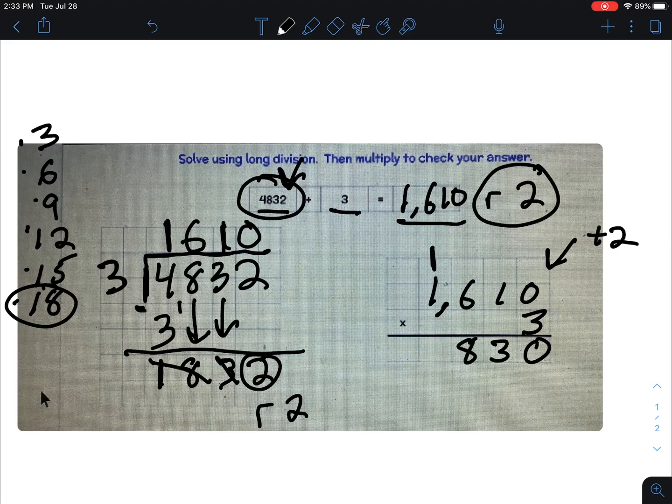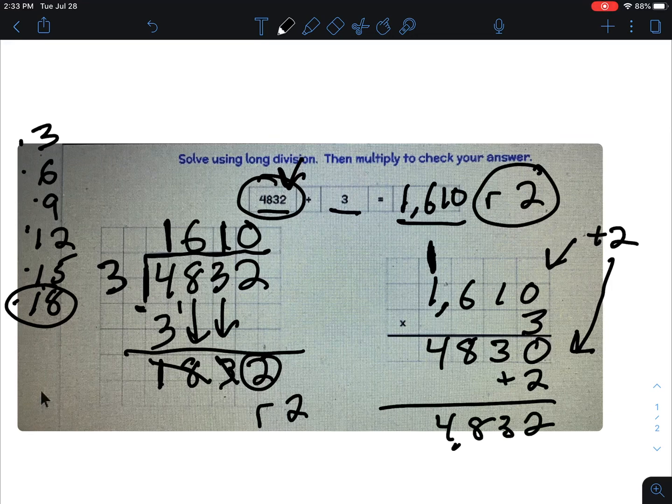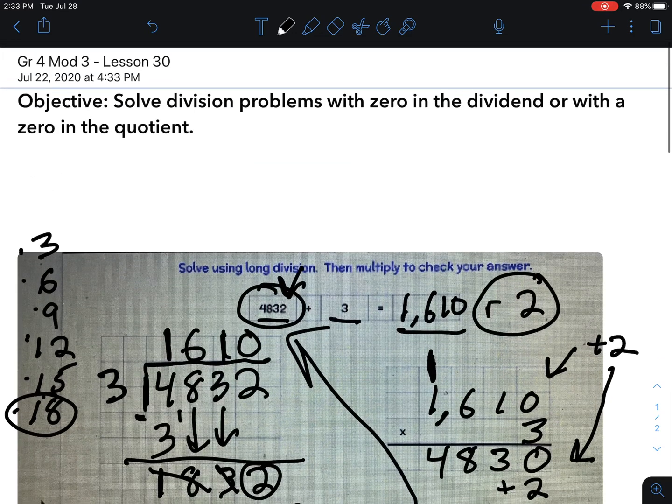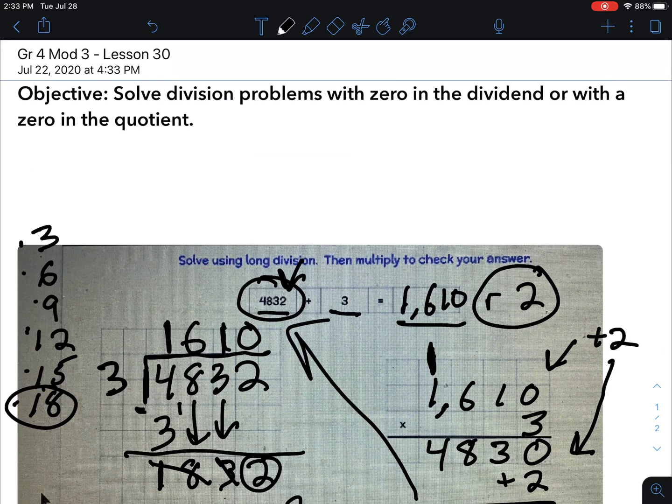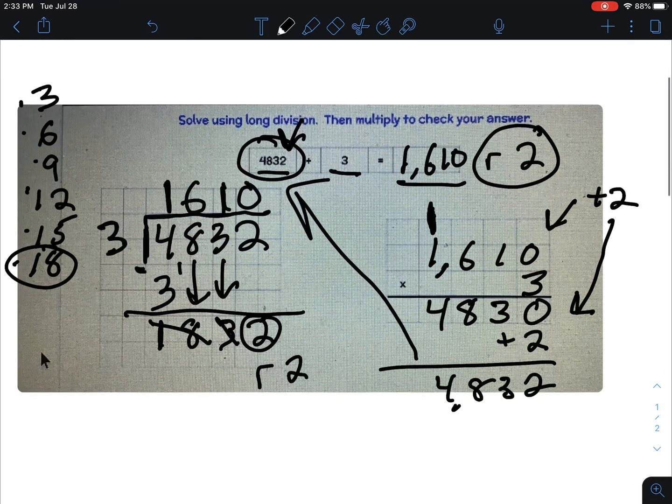So I'll show you. 3 times 0 is 0. 3 times 1 is 3. 3 times 6 is 18, so I carry the 1. 3 times 1 is 3, plus my extra is 4. Now I take that remainder and add it on, and I get 4,832, which is what I started with. Okay, so that's how you do that.